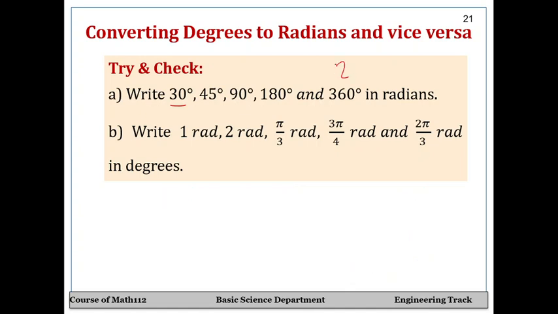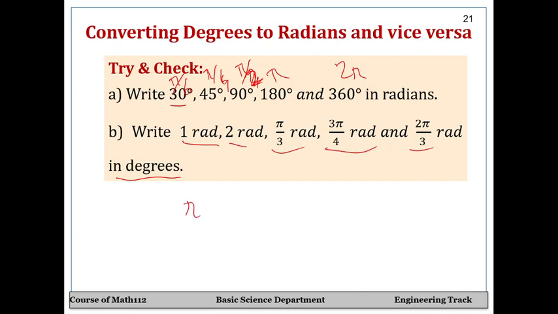It will be 2 pi over 4. No, pi over 2. Sorry. And this is pi over 4, and then this will be pi over 6. And let's look at here 1 radian, 2 radian, pi over 3 radian, and 3 pi radian, and 2 pi over 3 radian in degrees.